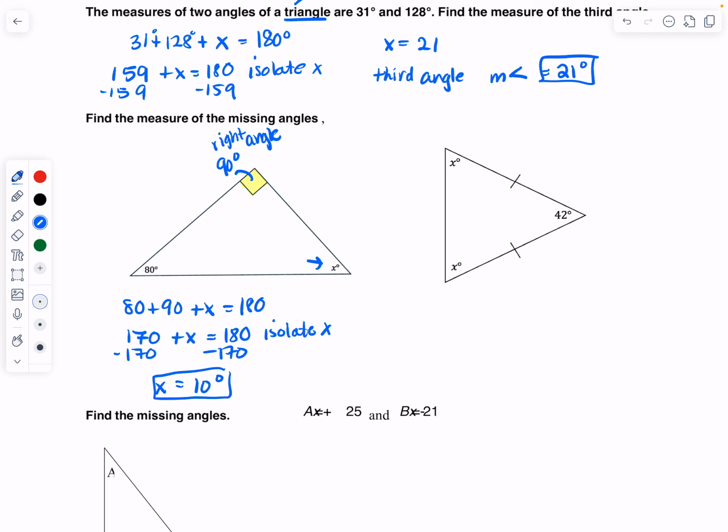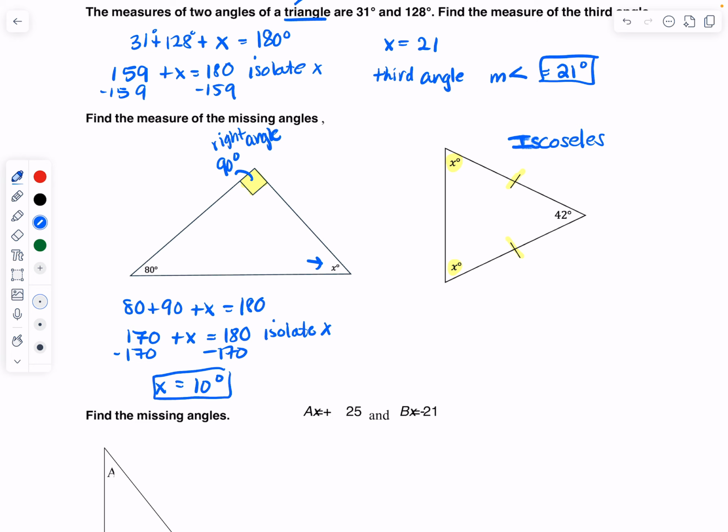Okay, this next one I want to introduce you to what's called an isosceles triangle. Isosceles triangles have two sides that are of equal measure and two angles that are of equal measure. So this is called isosceles. I always spell it wrong, so give me a minute here. Okay, isosceles. Again, two sides are of equal measure and two angles are of equal measure.